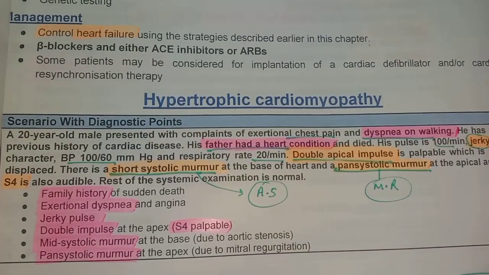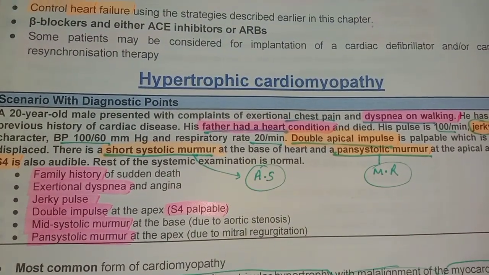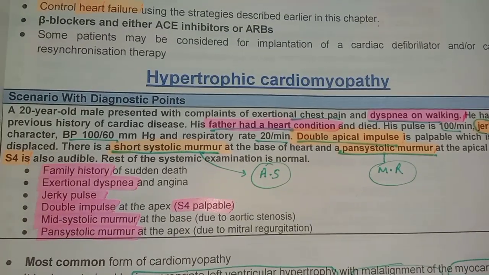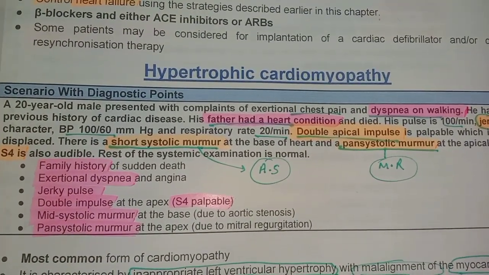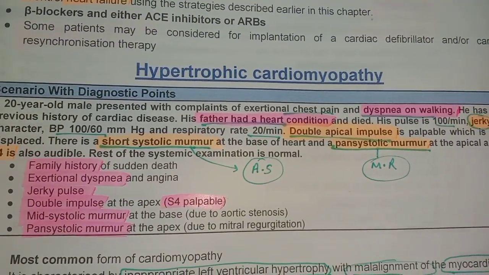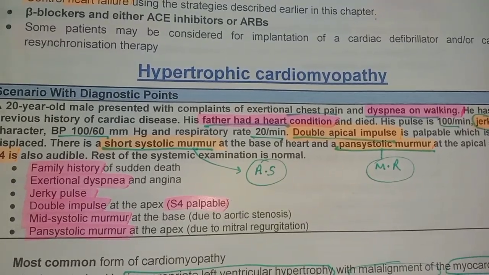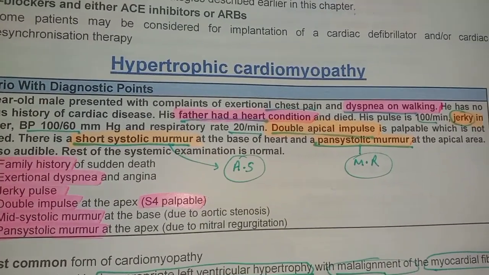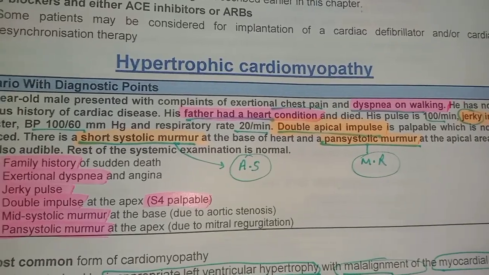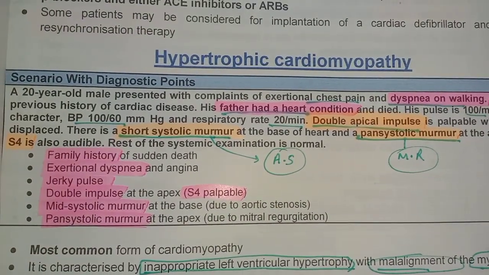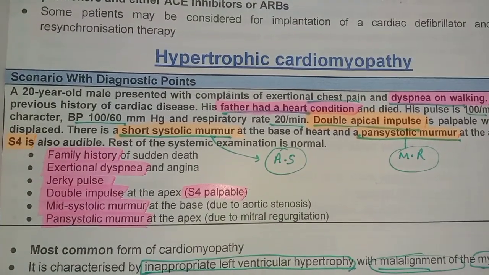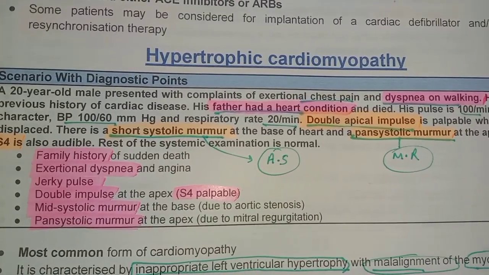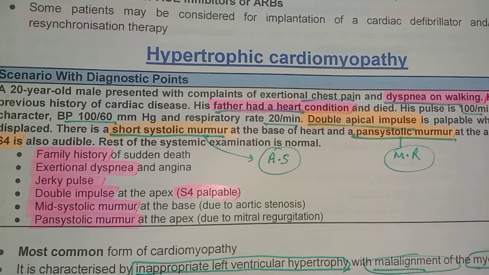Now we're doing hypertrophic cardiomyopathy. Patient comes with dyspnea on walking, and he has a previous history of cardiac disease. Also, father had a heart condition. Pulse is 100 per minute, which is high and jerky in character. BP is low, mean hypotension, 100 over 60. Respiratory rate is normal, 20.